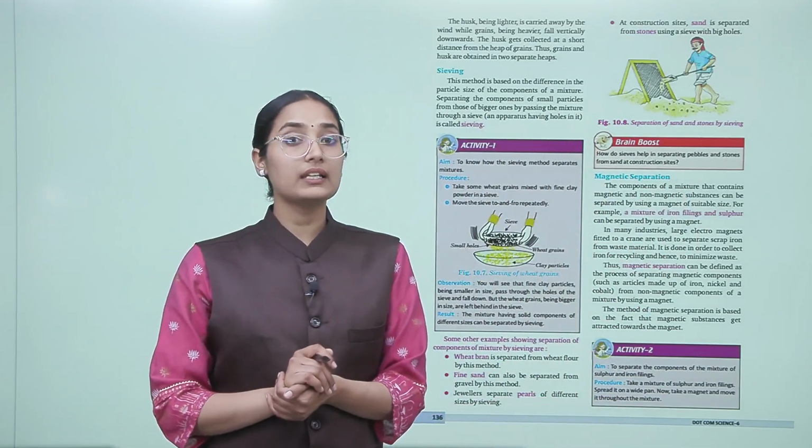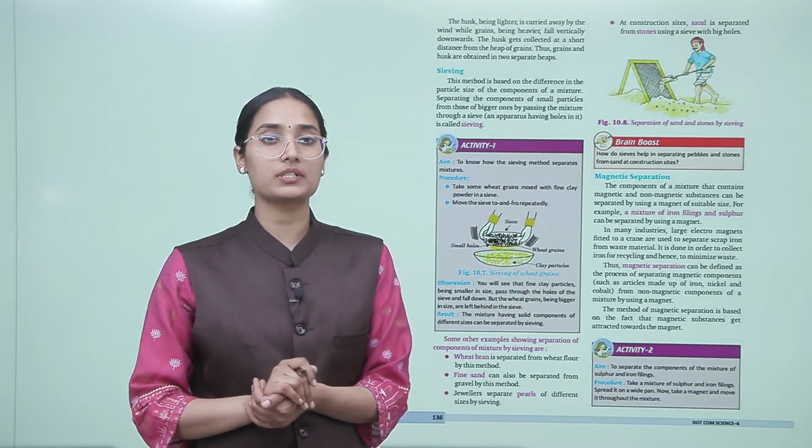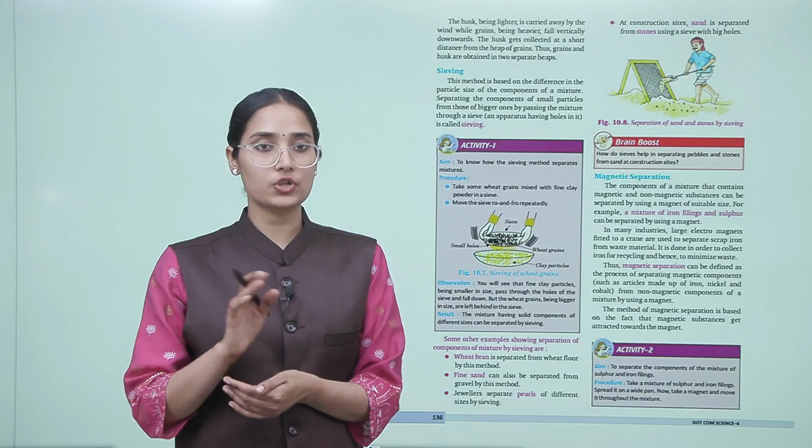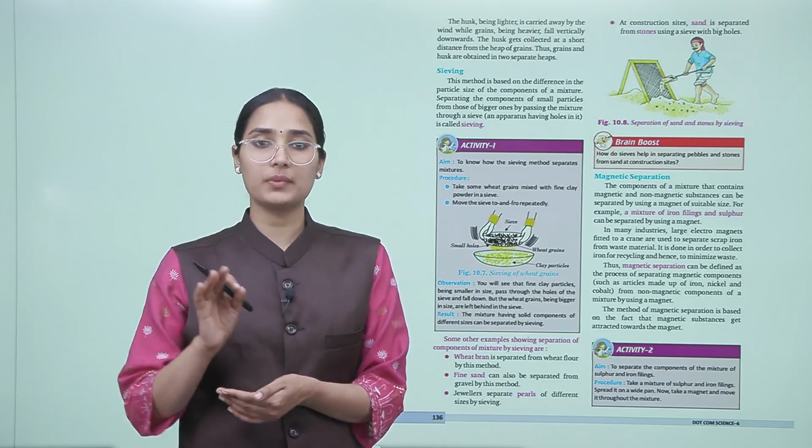So the husk, being lighter, is carried away by the wind, while grains, being heavier, fall vertically downwards. The husk gets collected at a shorter distance from the heap of grains. Thus grains and husk are obtained in two separate heaps.